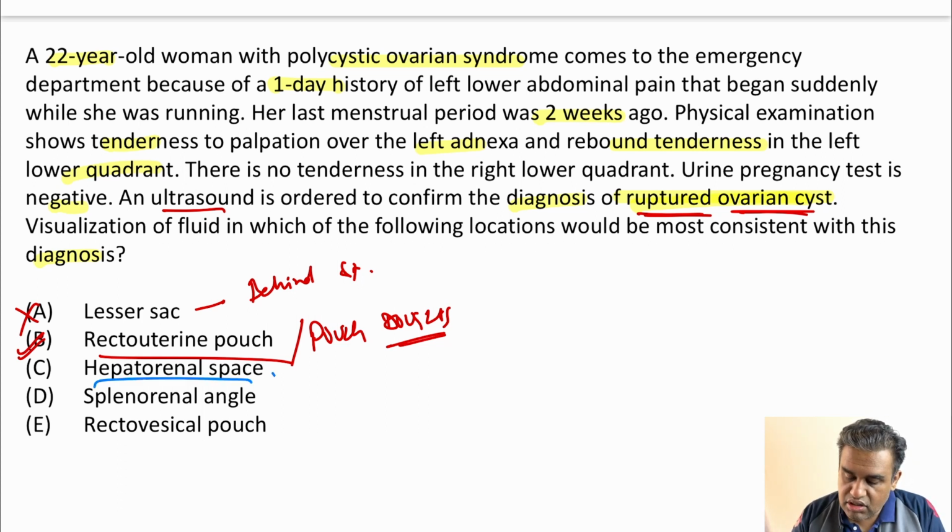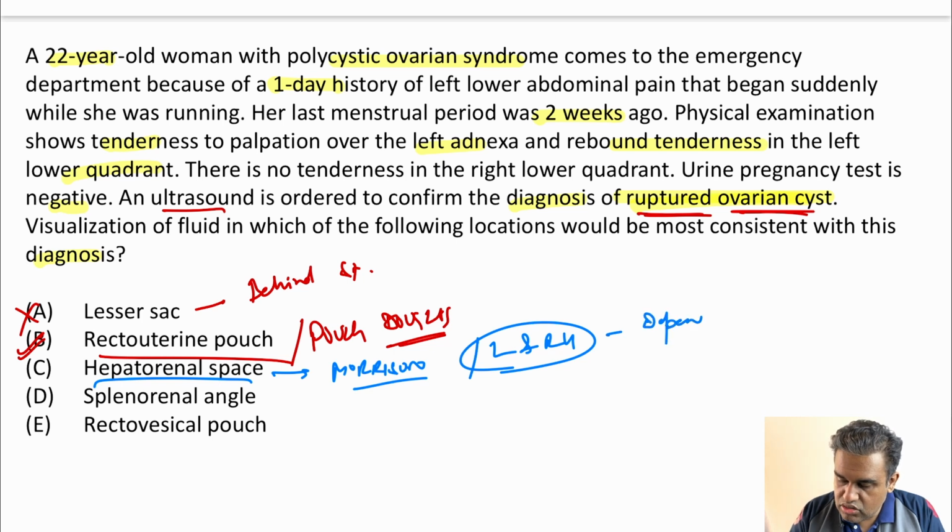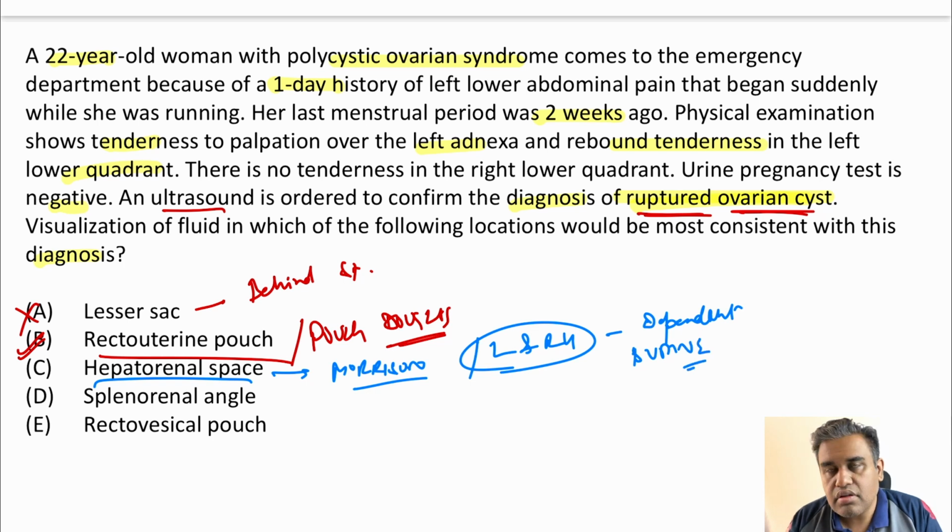The hepatorenal pouch or hepatorenal space, also known as the pouch of Morrison, is between the liver and the right kidney, and that is the most dependent space also, but in a lying down, supine position. But here, in the case of adnexa and a ruptured ovarian cyst, we are dealing with a pelvic abnormality. Splenorenal angle is the angle between the kidney and the spleen, on the left side, obviously.